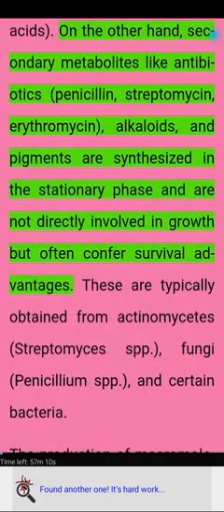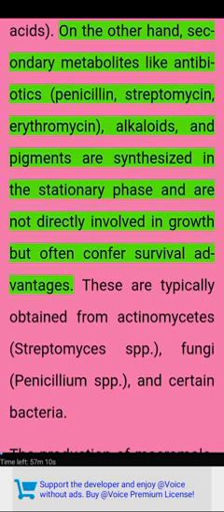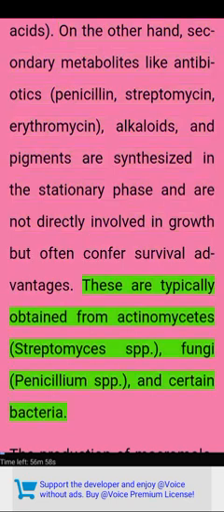On the other hand, secondary metabolites like antibiotics (penicillin, streptomycin, erythromycin), alkaloids, and pigments are synthesized in a stationary phase and are not directly involved in growth but often confer survival advantages. These are typically obtained from actinomycetes, Streptomyces spp., fungi like Penicillium spp., and certain bacteria.